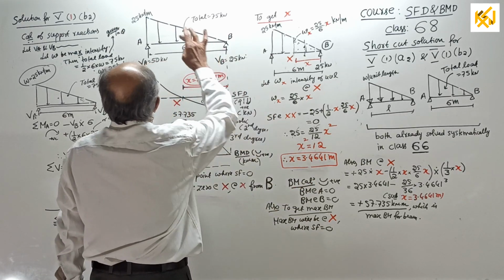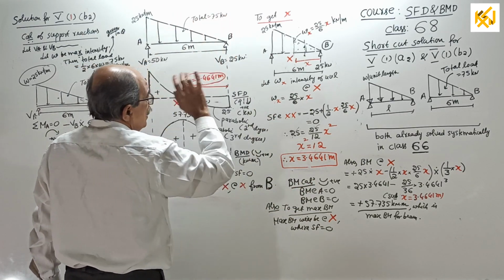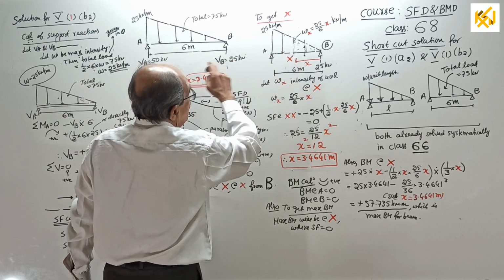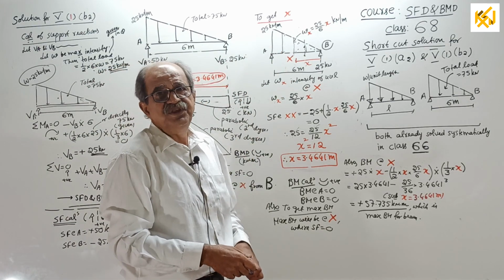BM calculation. BM at A is 0, BM at B is 0. Also find BM at this point x where shear force is 0, which is the maximum BM.